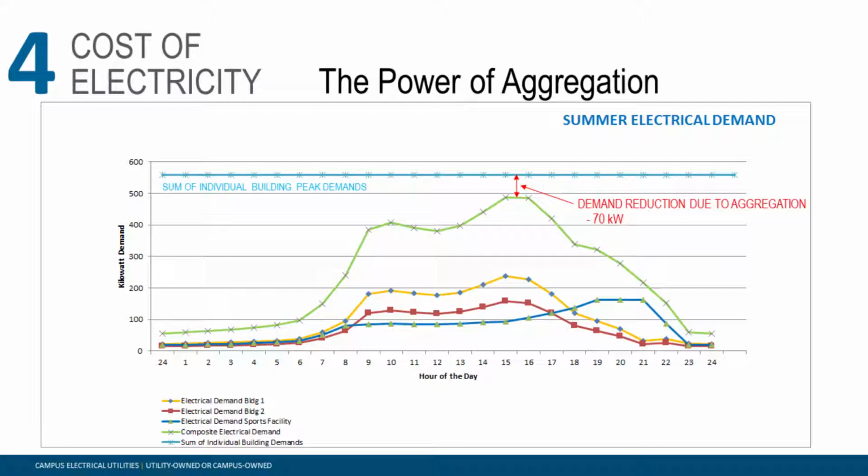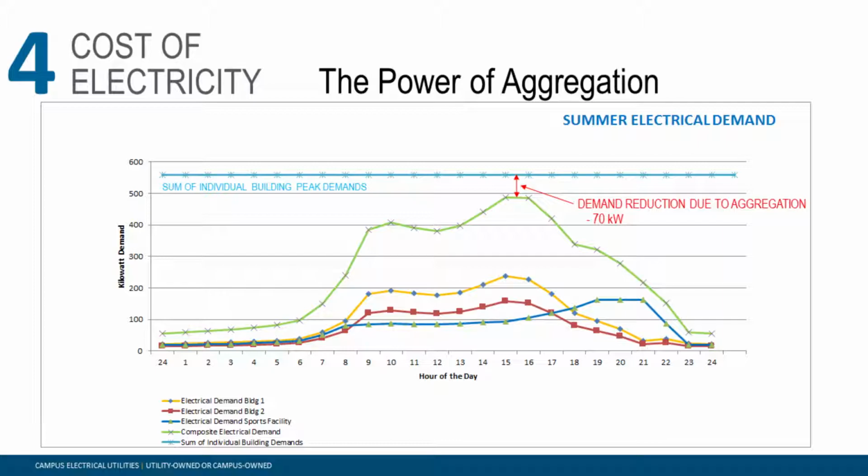You've got some peaks that are non-coincident, and therefore you can put them together to lower your overall peak. So if you look at the curve in green, that's your composite demand where we just simply added the three loads together over a period of 24 hours. And you'll see you've got a peak somewhere around 3:30 in the afternoon.